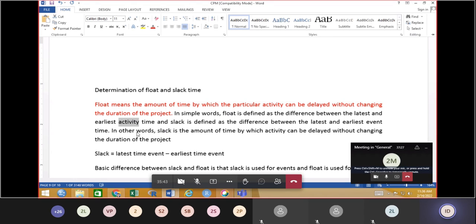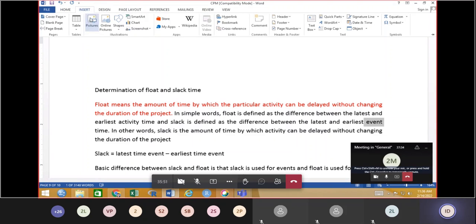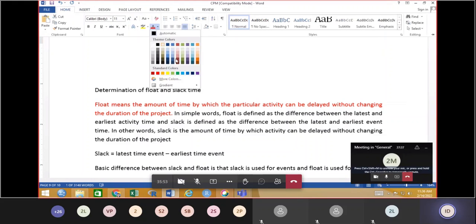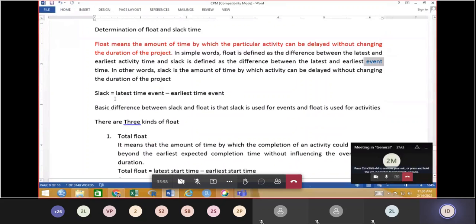Slack time is the difference between the latest and earliest event. This is event. Now, the formula here we are using is for slack. How is slack calculated? The slack is equal to latest event time minus earliest event time. Keep in mind, in the examination this may be asked as an MCQ question. Slack is equal to latest event time minus earliest event time.